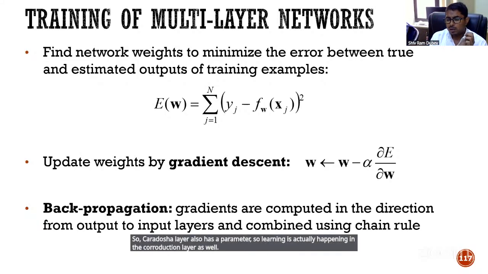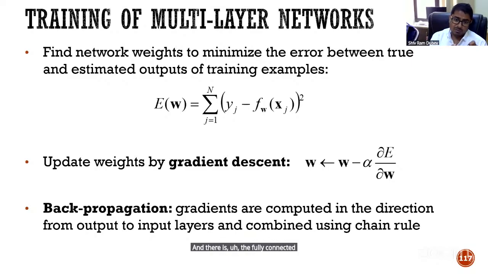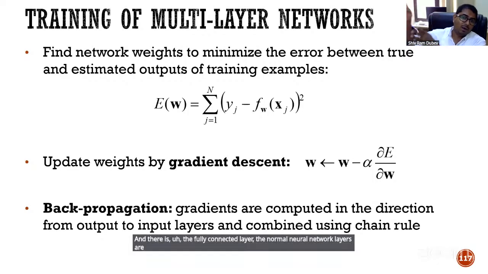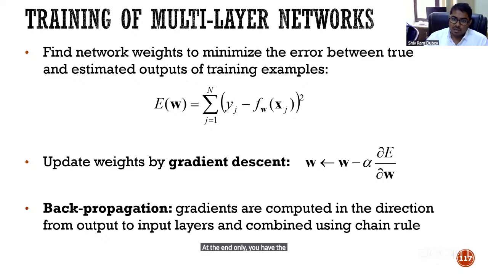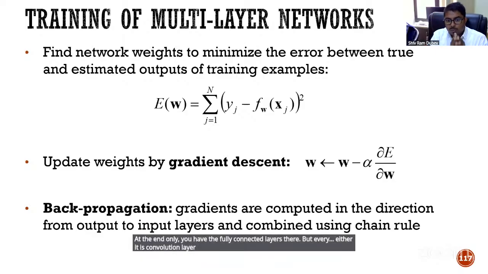And there is the fully connected layer. The normal neural network layers are only at the end of the convolutional neural network. You do not have them in between. So initially you only have the convolution layers, max pooling layers, non-linearity layers. At the end only you have the fully connected layers. But whether it is a convolution layer or a fully connected layer, both have parameters, both will be learned.